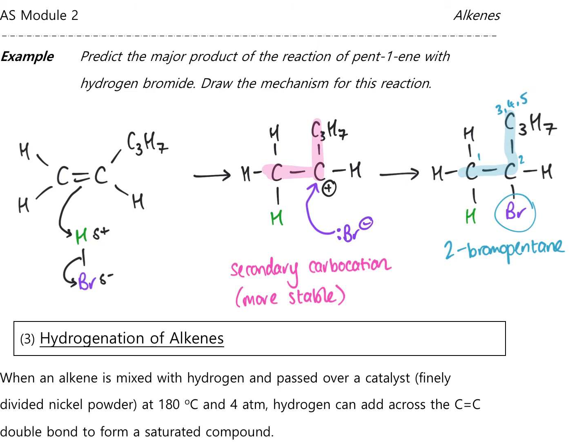And so when doing these, you can draw out both options and see which is going to be my secondary carbocation, which is going to be my primary carbocation. But you can predict that through Markovnikov's rule. In other words, the hydrogen adding to the carbon that originally has more hydrogens attached to it. And then use the stability of the carbocation to explain your major or minor products.